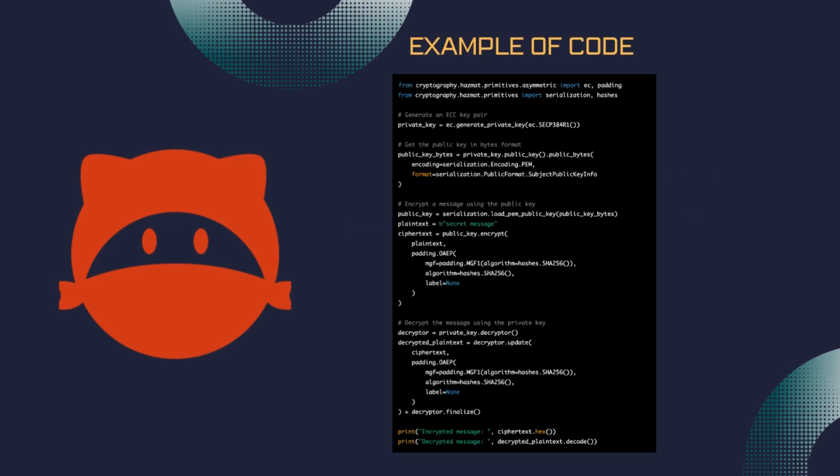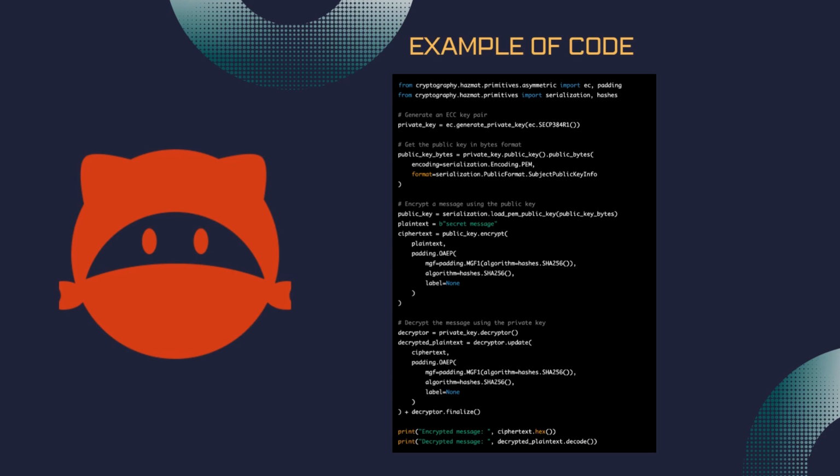Here's an example of how to generate an ECC key pair and use it for encryption and decryption using the cryptography library in Python. This code generates an ECC key pair using the SECP384R1 elliptic curve, then encrypts a message using the public key and decrypts it using the private key.